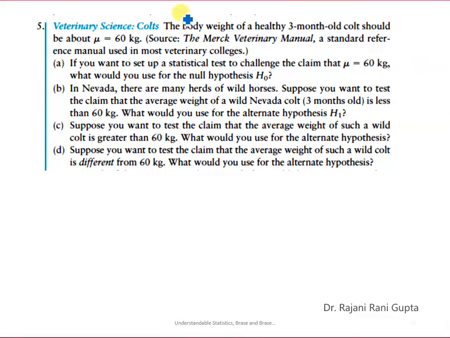So in this specific example, what is given? The body weight of a healthy 3-month-old colt should be about 60 kg. So this is in the journal. It is given that the body weight of a healthy 3-month-old colt should be 60 kgs.